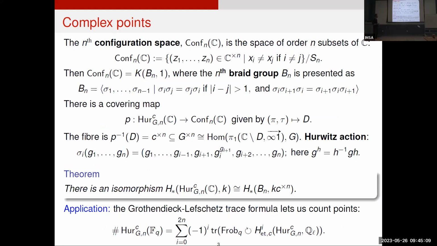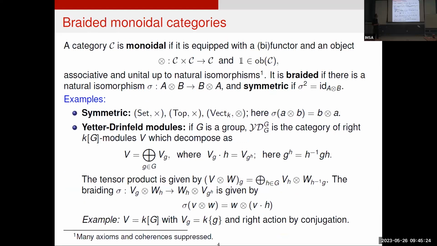All right. So what I want to do is talk about how to compute this. And I want to get to it in a very roundabout way. And it's through the theory of braided Hopf algebras. So let me talk a little bit about those.